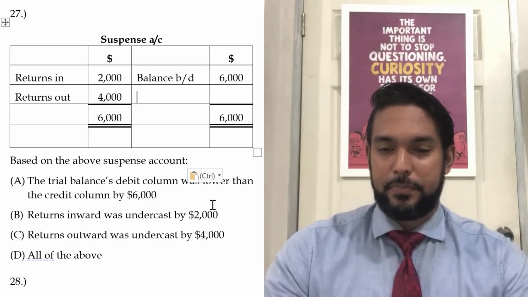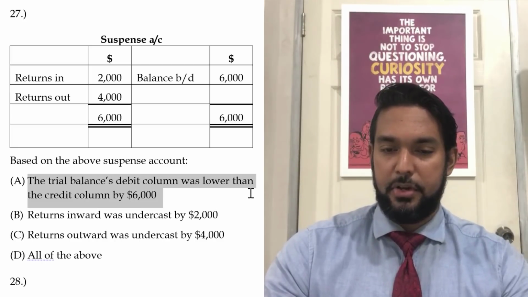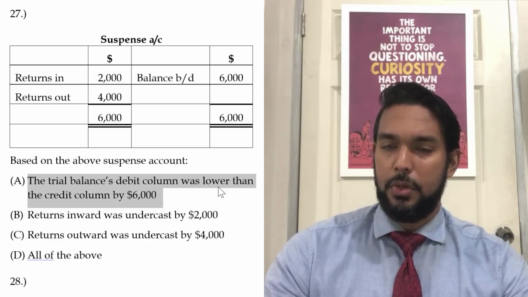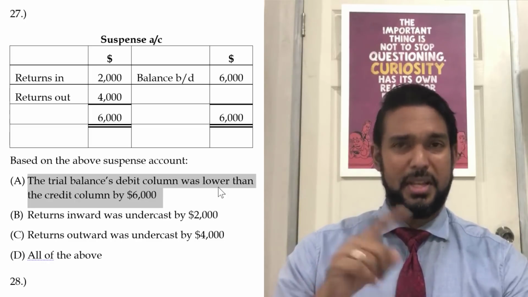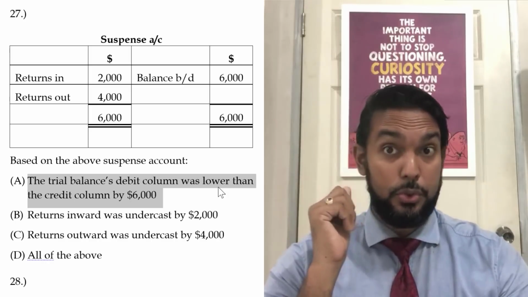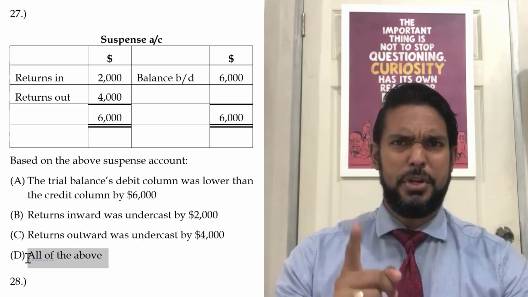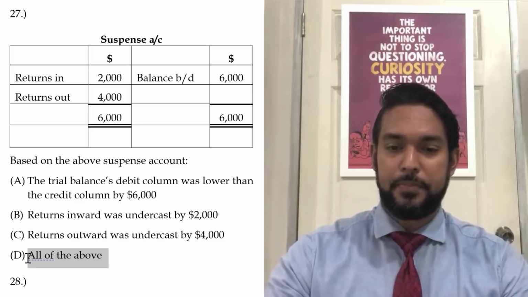All right, so the trial balance's debit column was lower than the credit column by 6,000. Well, if the debit column was lower, we would have to put the suspense account figure on the debit side, which would mean the suspense account would have a debit balance at start. So A is not correct, and if A is not correct, it means it cannot be all of the above. I'm pretty sure there's no error. If there is, I'll fix it, obviously.